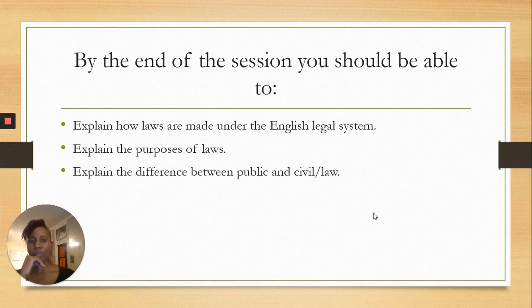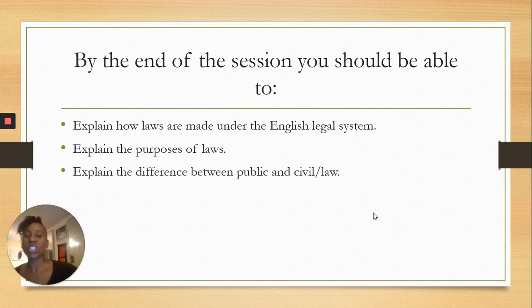In this session, I've separated the session into two parts. The first part aims to look at how laws are made and explains the purposes of laws. And we will also look at the differences between public and civil law. And remember that civil law can also be private law, right? So public and private law. So I'll just go through that again.